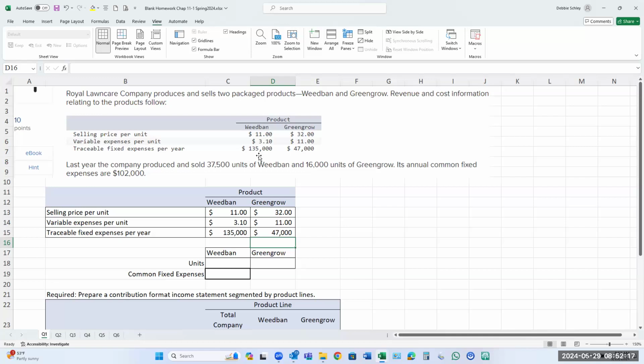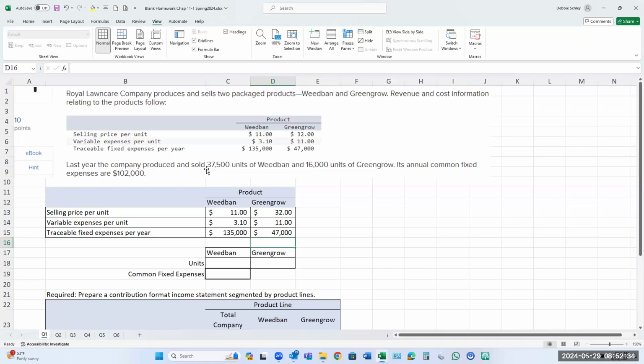Traceable fixed means this cost can be traced directly back to this product line, and it is a fixed expense and it doesn't have anything to do with the other product line. So that's why it's called traceable fixed.